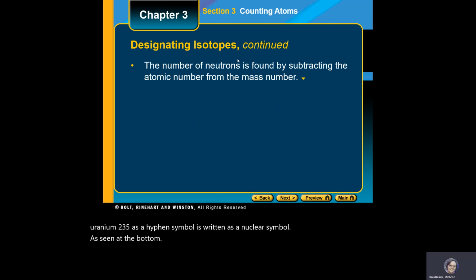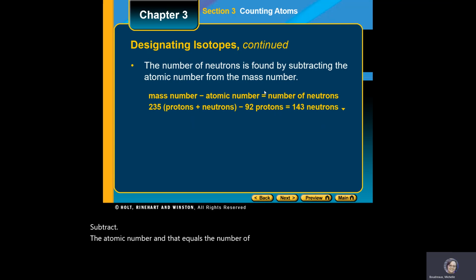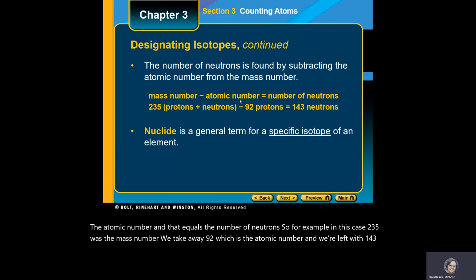So how do we find out how many neutrons are in an atom? Well, we do a simple subtraction. If we know the mass number, we subtract the atomic number, and that equals the number of neutrons. So for example, in this case, 235 was the mass number. We take away 92, which is the atomic number, and we're left with 143 neutrons in uranium-235.